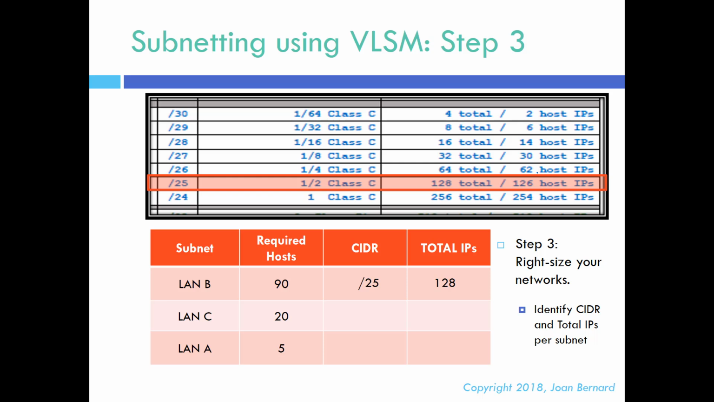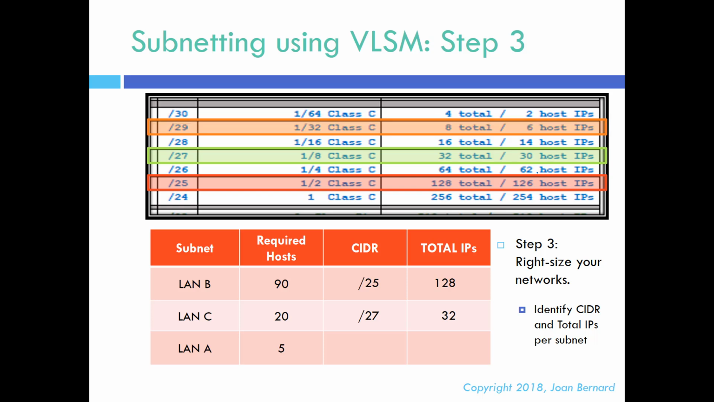Now LAN C, 20 required host IPs. Once again, I'm going to take a look at those host IPs, and I'm going to find out that /26 is a little big. I go to a /27. That accommodates 30 hosts. That could work. I go down one more. /28 is 14 hosts. Ooh, that's too small. So I'm going to have to settle on a /27. So /27 will accommodate 30 hosts, which is more than enough for the 20 that we need for LAN C. So I'm going to record in my table that we've decided to make it a /27 network and that it has a total of 32 IP addresses.